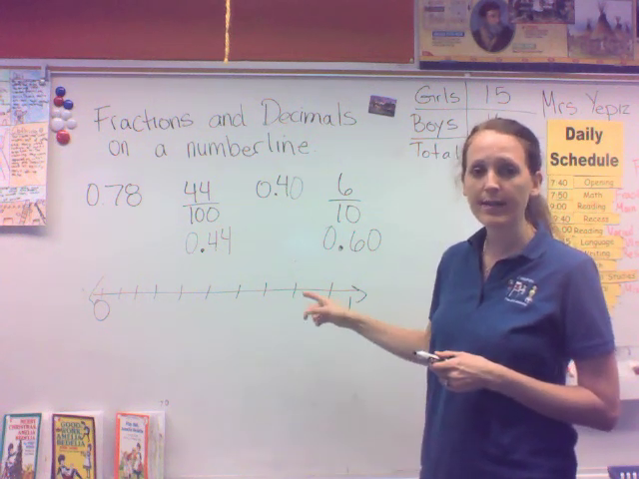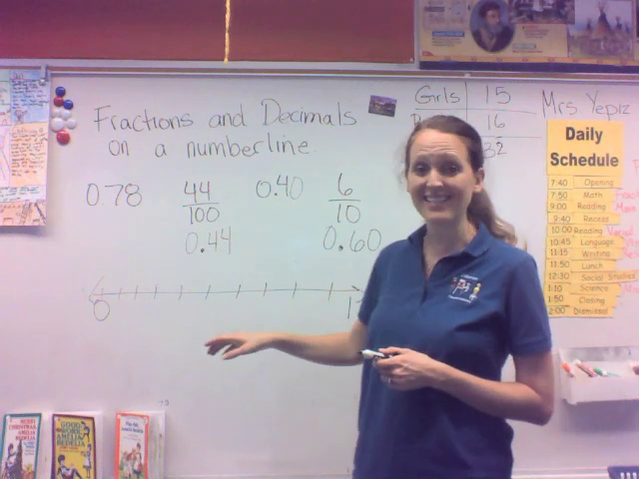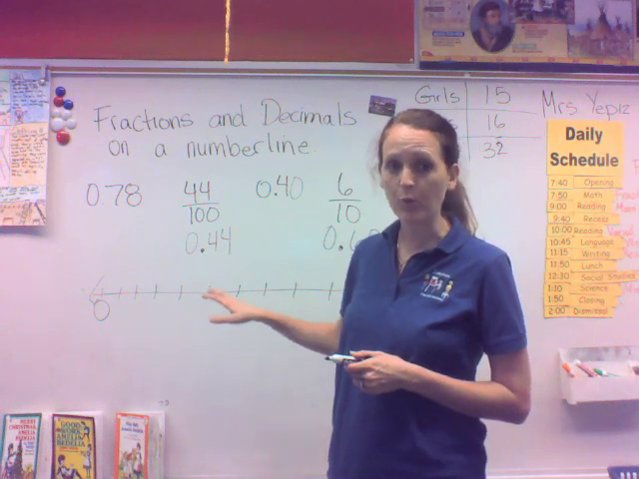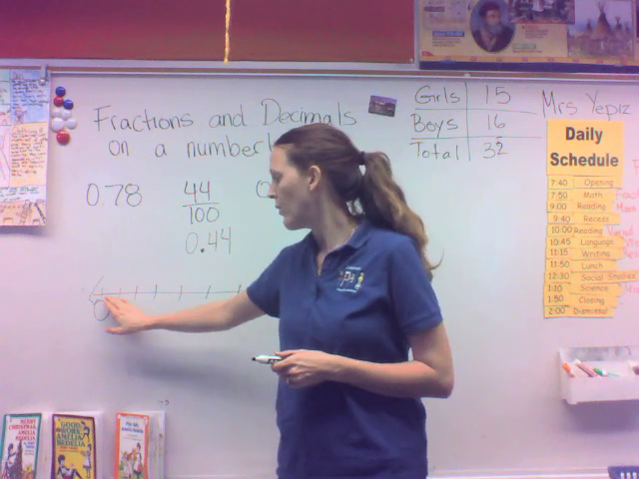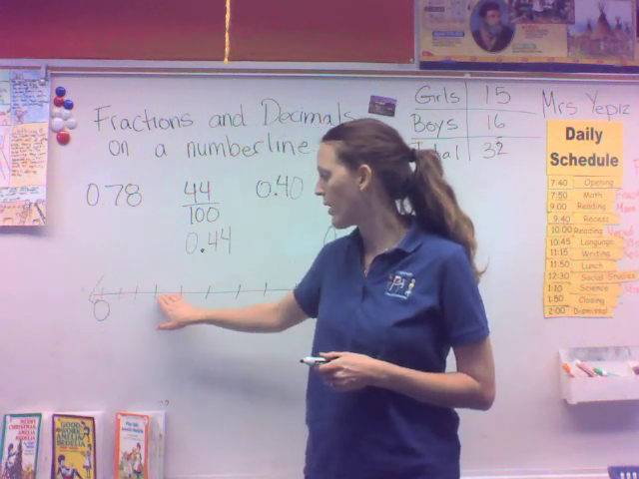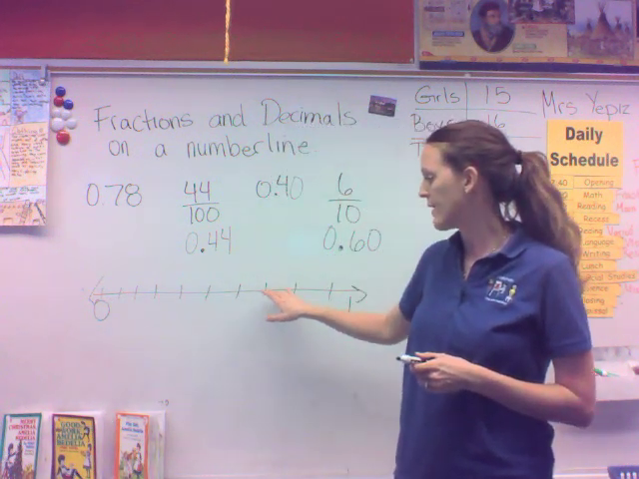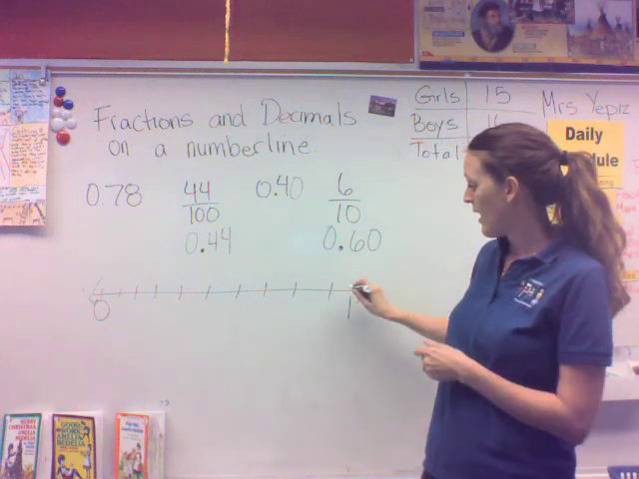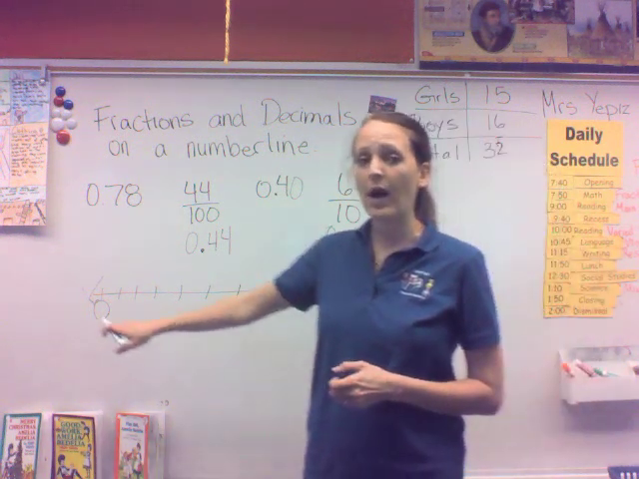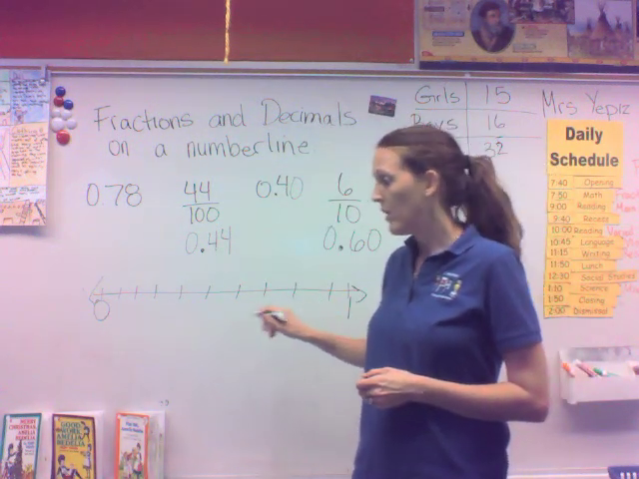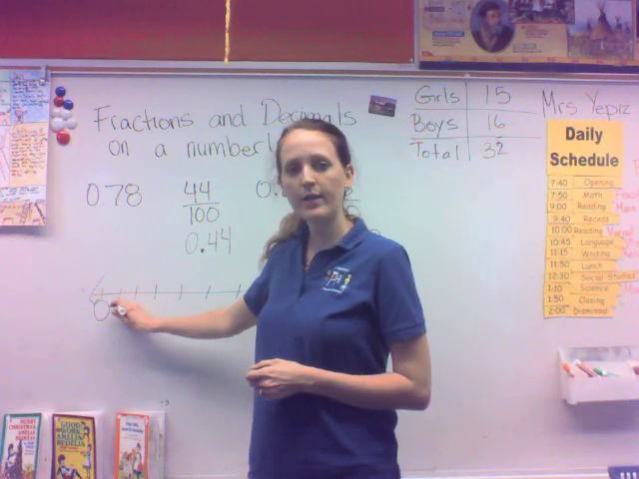And always check to make sure that you have the right number of pieces, not lines. Remember, we're dealing with the pieces on the number line, not lines. 1, 2, 3, 4, 5, 6, 7, 8, 9. And I need one more line to make a 10th piece. Now, I'm between 0 and 1. So what would I label this first one?